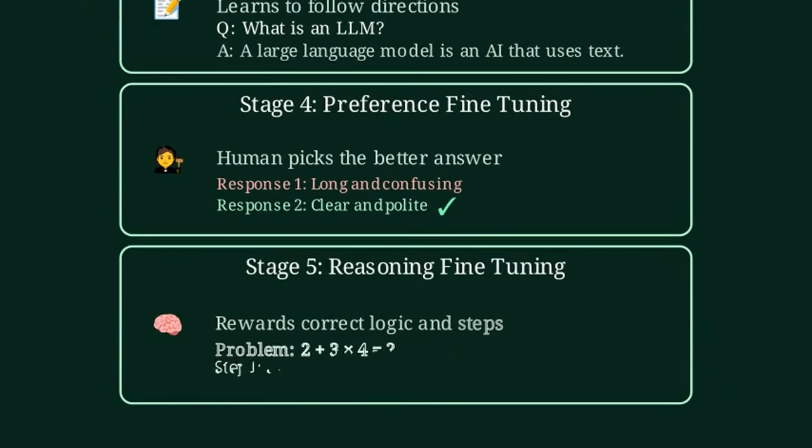Stage 5 is reasoning fine-tuning. The model is trained on tasks with correct logical answers, so it learns to think step by step before answering.